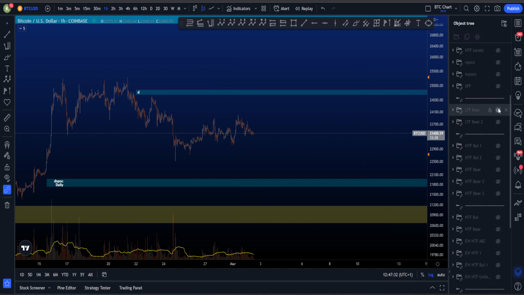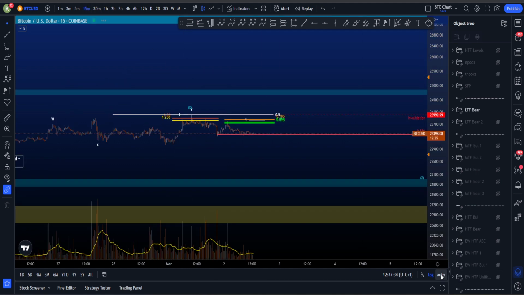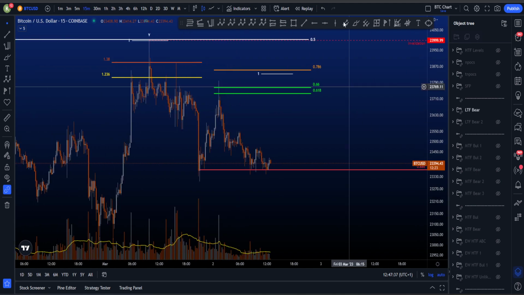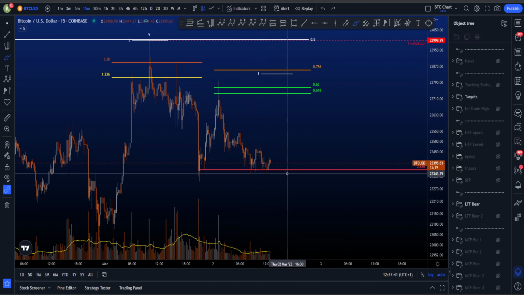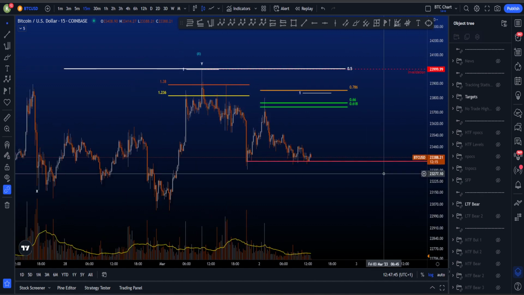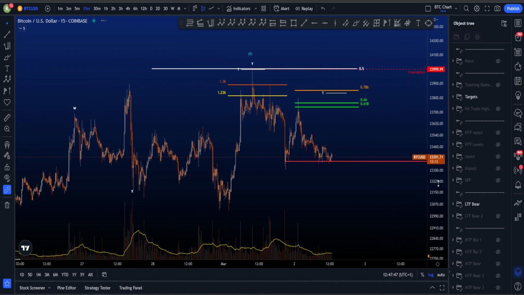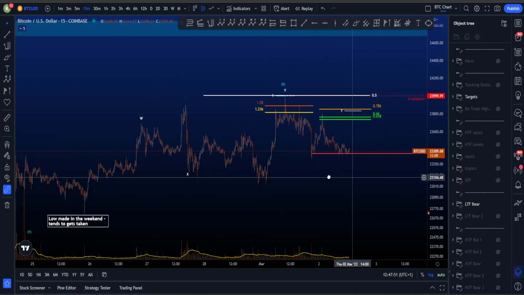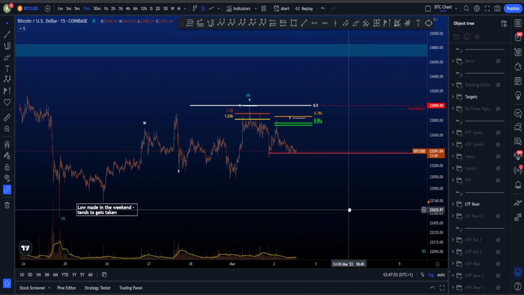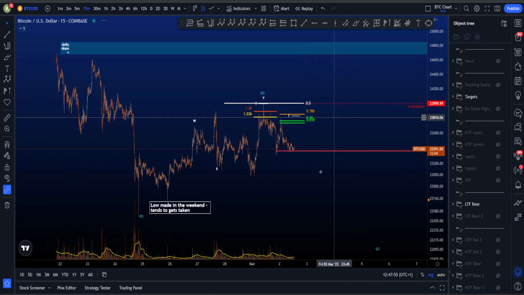Now on the lower time frame, I do have some ideas, even though we don't have too much price action. Price has basically again been ranging for a while, so it's actually relatively boring. However, I do have some extra things on my chart, as you can see, compared to the previous video of this morning.